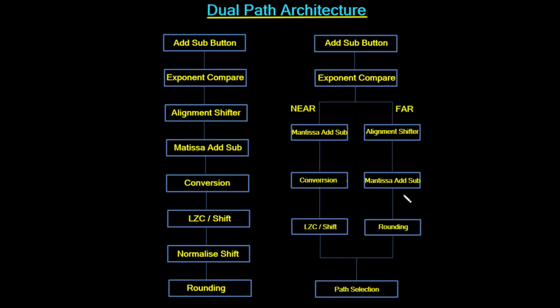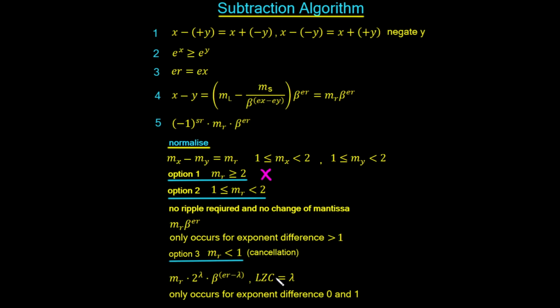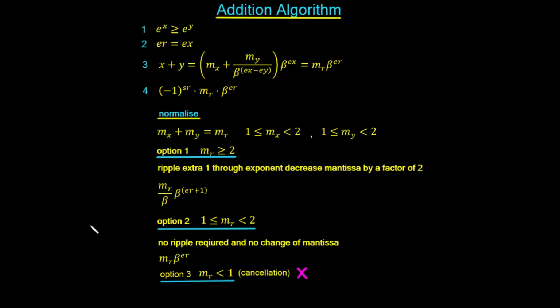So let's look at the far path. Now we mentioned that if we look at the subtractor here, that this one is the near path. The other one here is going to be taken care by the far path. And you can see in the far path here that we don't have any ripple through, and we've got no change of the mantissa, and we'd have no normalization required here. So this is actually taken care of in the same process as we do for the addition. So the addition here, again, there's no ripple required, no change in mantissa, and there's no normalization.